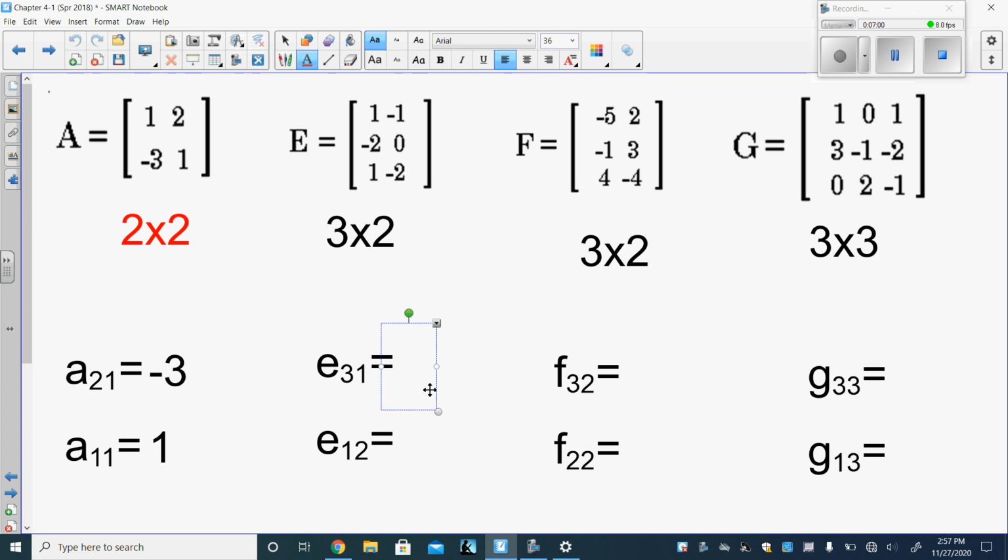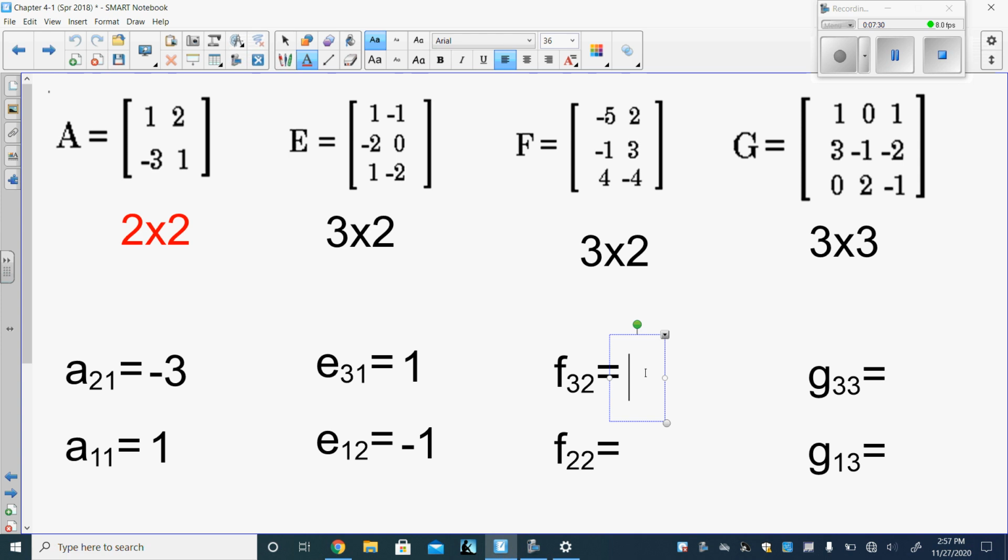Now the next one we have E, little e. So we're talking about the element in matrix E, 3, 1. So row 3, column 1. Well, row 3, column 1 would be 1. And E12 would be row 1, column 2. So we go to row 1, which would be at the very top, and column 2 would put us at -1. And that's all we have to do for this here.